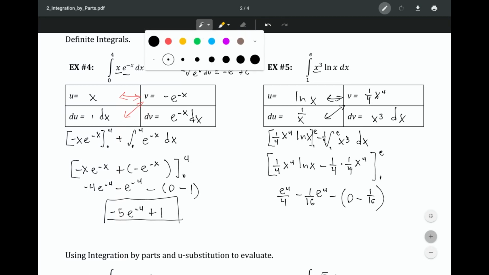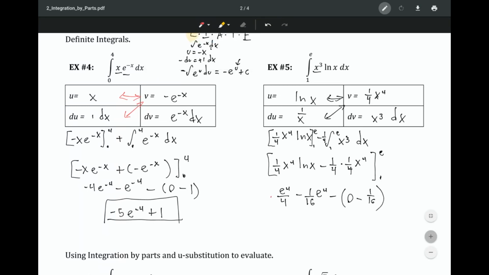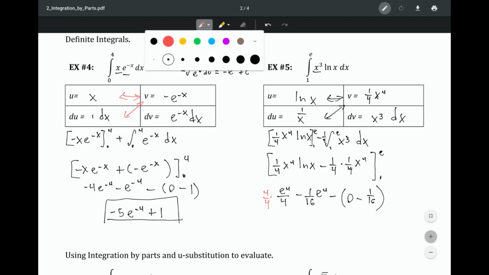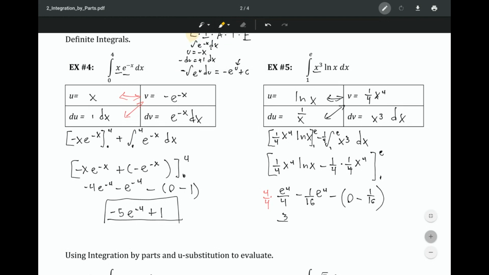All right, in order to add these, I need a common denominator. So it's going to give me 4 minus 1, so that's going to be a 3 over 16 e to the fourth on this side, and this is just going to be plus 1 over 16. Okay, so that's the answer for that.